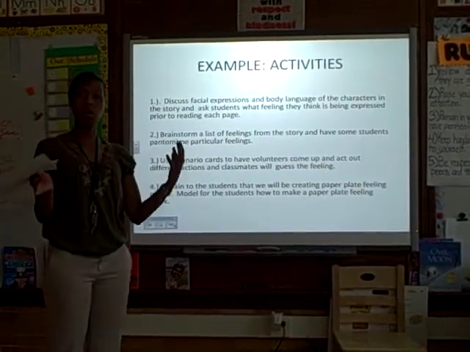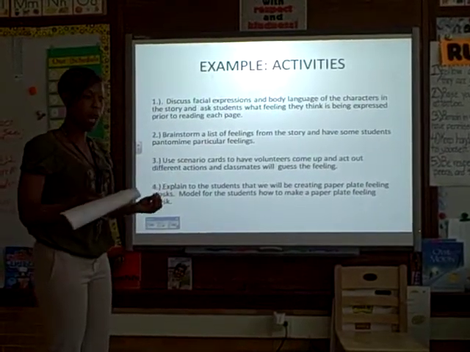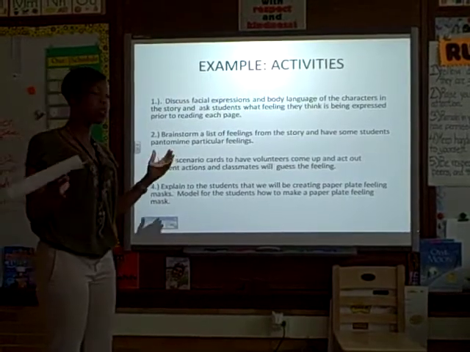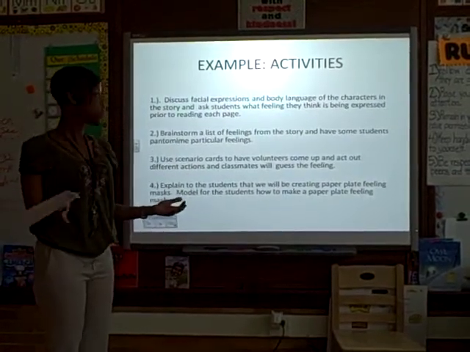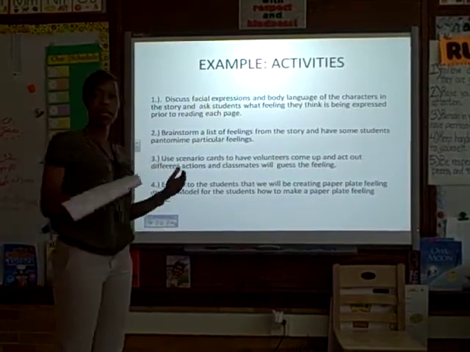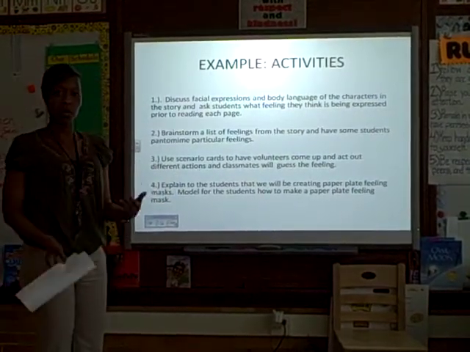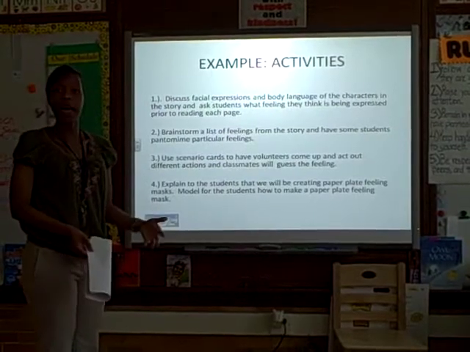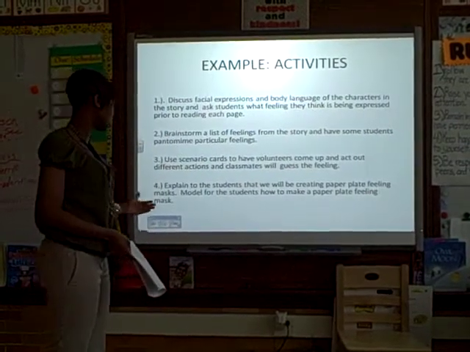So start off as a whole group. There will be some teacher modeling, and then it will go into small group independent work. So again, very clear, very short, step by step. So if somebody else was to come in to see what you were doing or to cover your class, they would be able to carry out these plans.